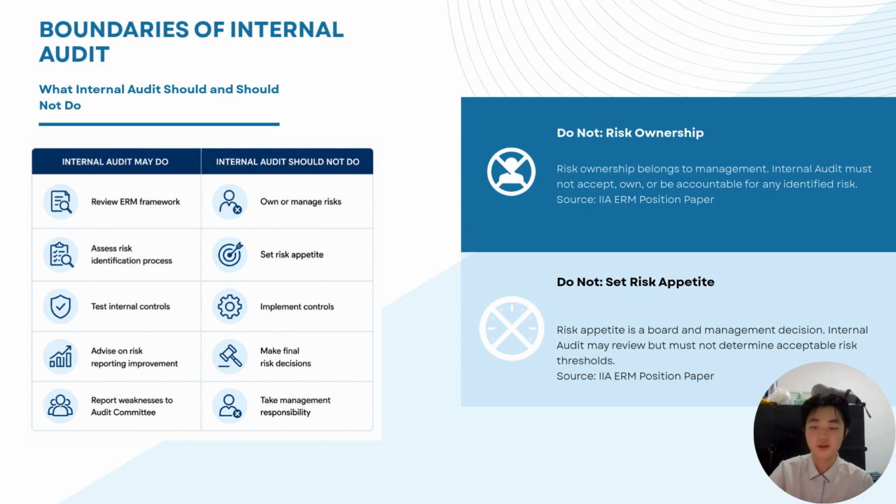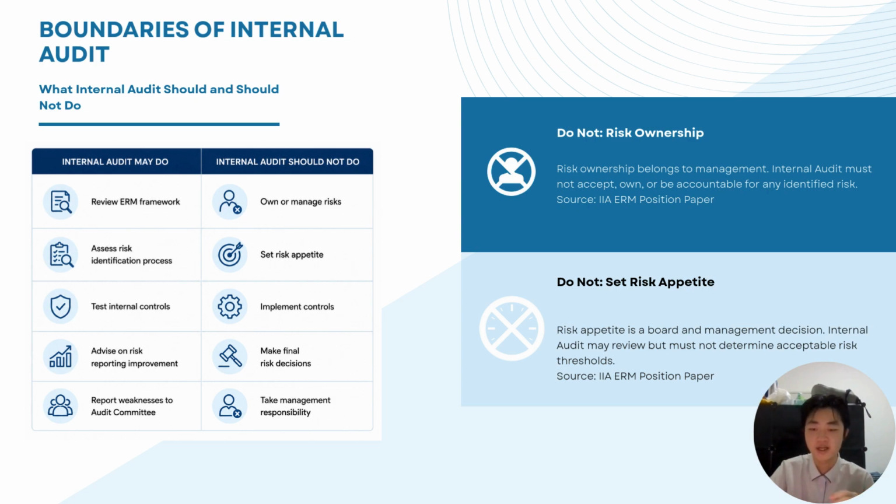The internal audit may review the ERM framework, assess the risk identification process, test the internal controls, advise on risk reporting, and report weaknesses to the audit committee. These activities are suitable because they support assurance and improvement. But the internal audit should not own or manage risks.